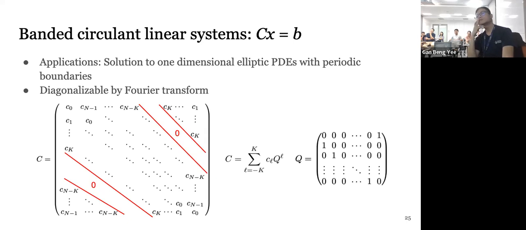Okay, so a banded circular matrix can be expressed as a matrix polynomial of the cyclic permutation operator. Another main property of these matrices is that they're diagonalizable by the Fourier transform, which is something that we'll use as part of the design of our algorithm.